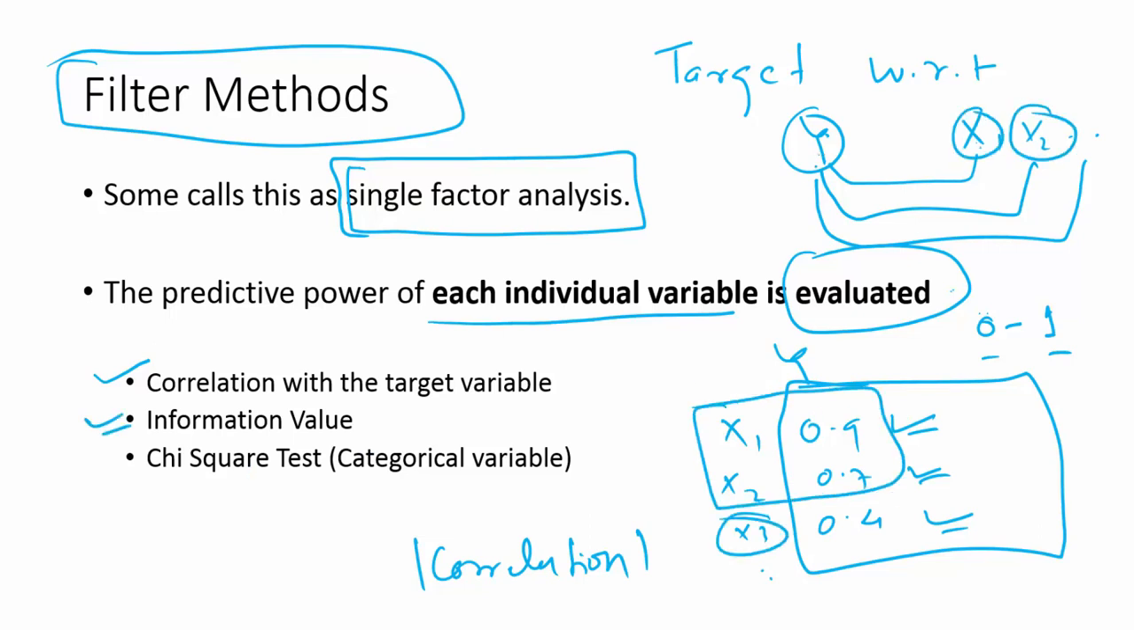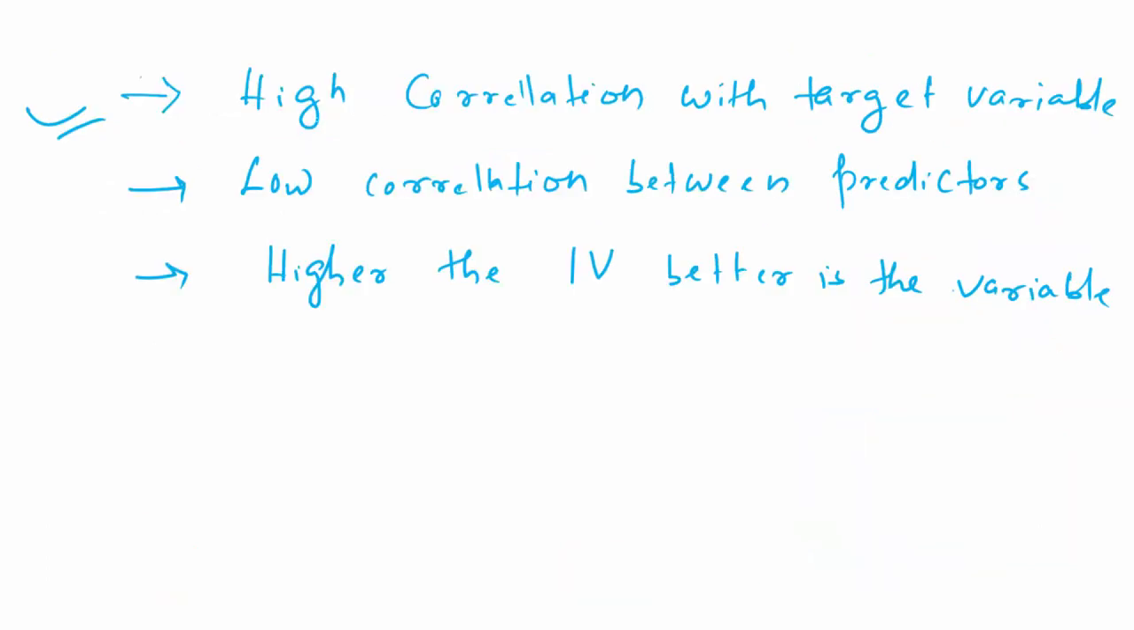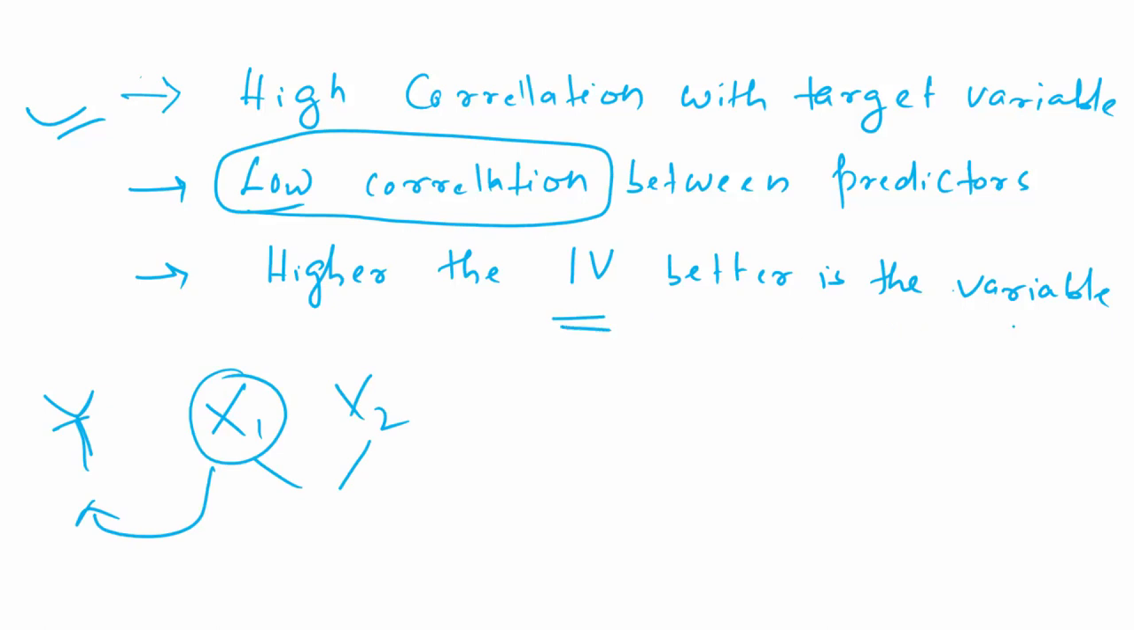Okay, so the one that has high information value is to be selected. Similarly, chi-square statistics is also used for categorical variables, and is more suited for classification problems. Sorry, categorical independent variables, categorical features, which have high correlation with the target variable, are going to have the highest preference in the model, with low correlation between predictors. So ensure that not just high correlation with the target variable, but also low correlation with independent variables. So the higher the IV, the better the variable.